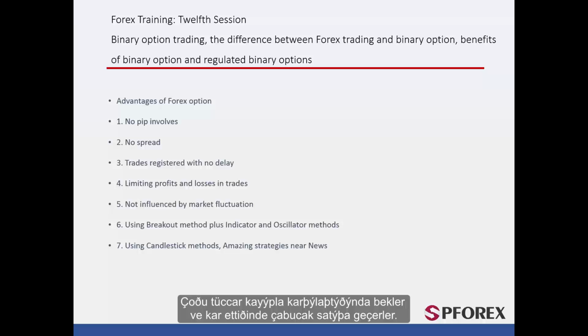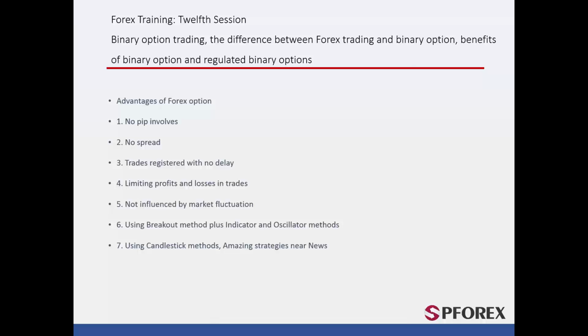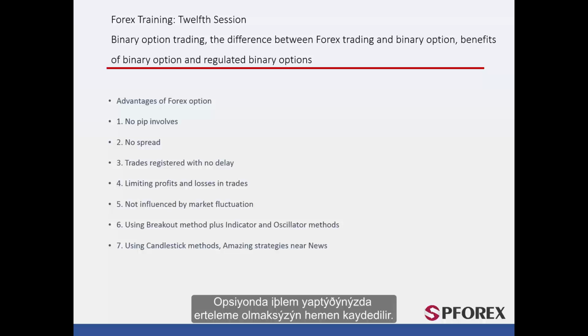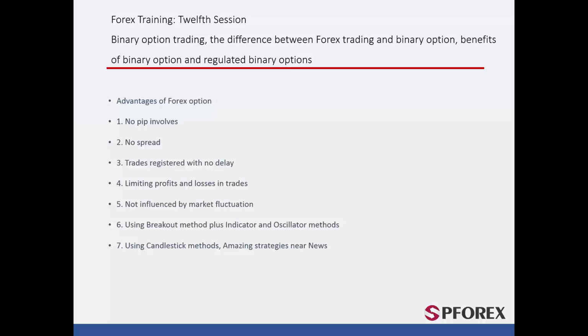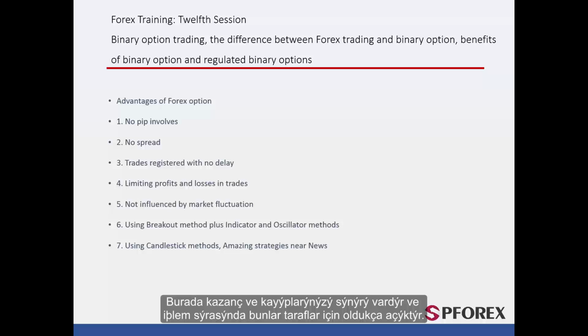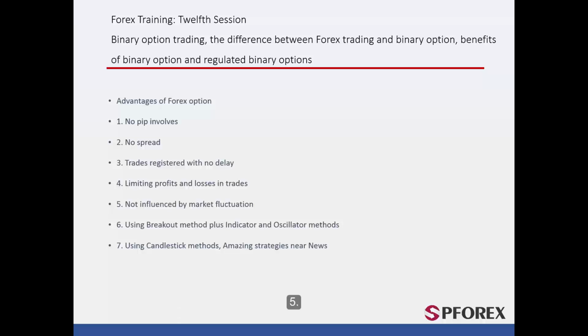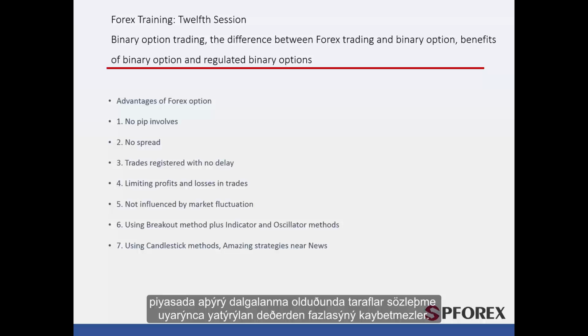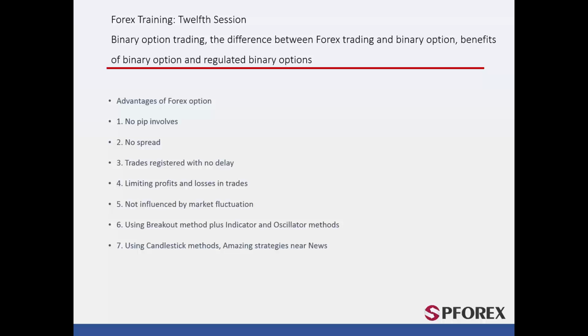Most traders usually wait when they are experiencing losses and sell quickly when they make profit. 3. When you make a trade in option, it instantly registers it with no delays. 4. There is a limit to your gains and losses here, and both are very clear to a party at the time of a trade. 5. Since there is no pip involved in option trades, when the market is experiencing a dramatic fluctuation, parties do not lose more than a premium invested in that contract.